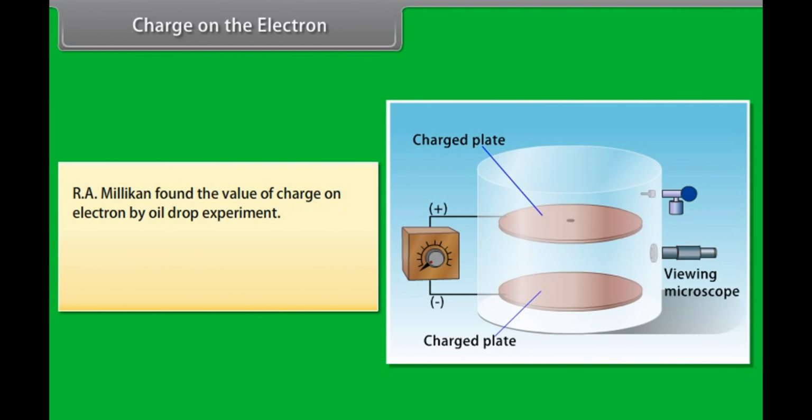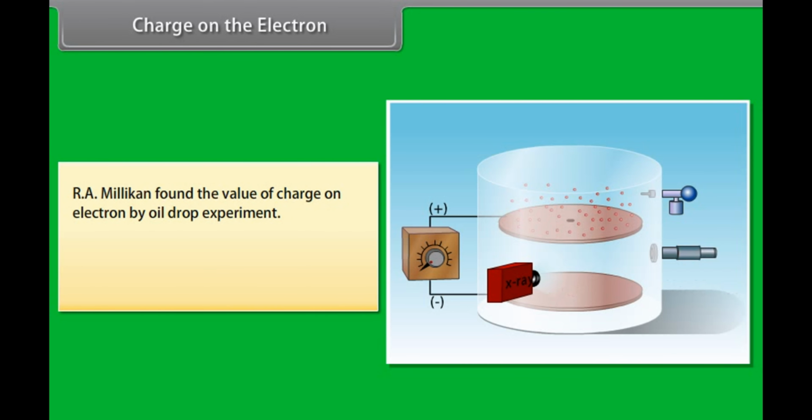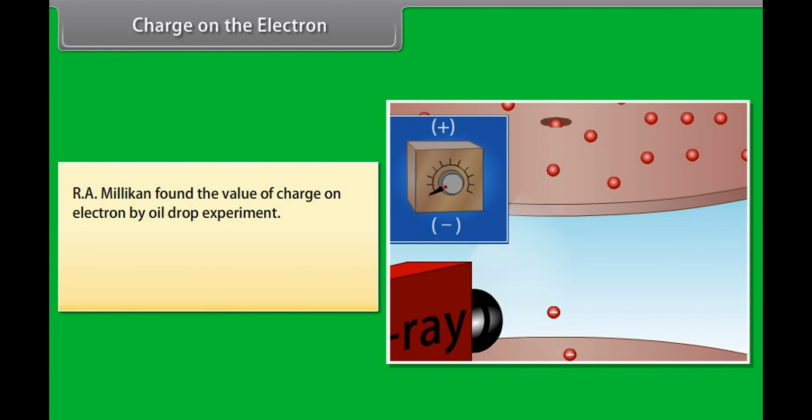R. A. Millikan found the value of charge on electron by oil drop experiment. The oil droplets enter the apparatus through a small hole and are allowed to fall in between two charged plates. The motion of the droplets is observed with a microscope. The space between charged plates is irradiated with X-rays. The X-rays ionize the molecules of air. One or more electrons thus produced may be absorbed by an oil droplet.